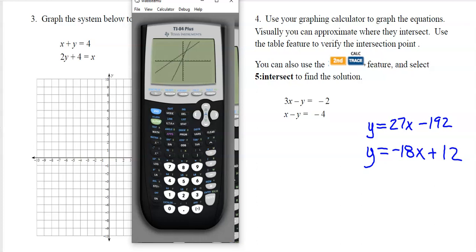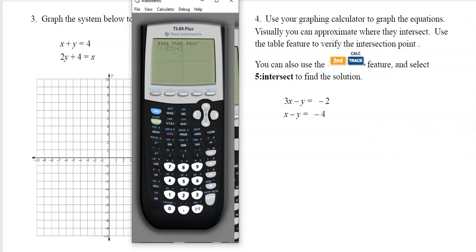All right, so I'm going to go to my y equals. I'm going to clear out the stuff. So I want to put some new equations in here. I'm going to hit clear, go down, hit clear. So now we're ready to rock and roll. And let's punch in those 2 equations. So it was y equals 27x. I know it's kind of harder to see back there. I'll try to make this bigger. Negative 18x plus 12. So I'm going to punch those 2 in.